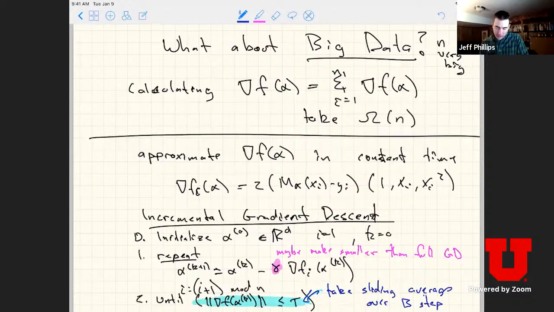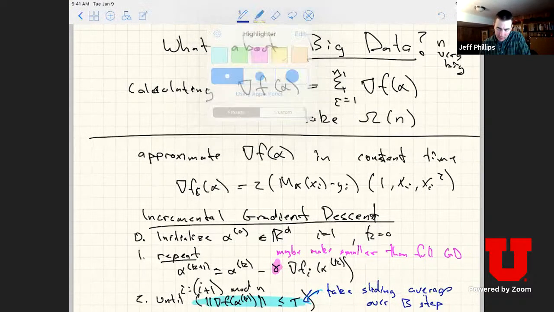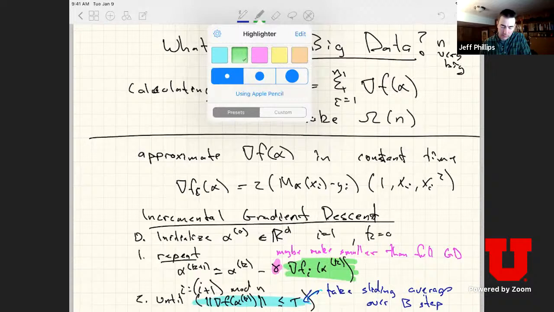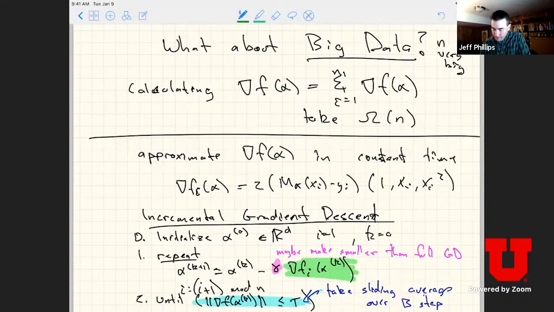Okay. So this is incremental gradient descent. I've just changed gradient descent. The key thing here is that I've replaced the full gradient with the gradient at one data point. That's the key change. Gradient at one data point.